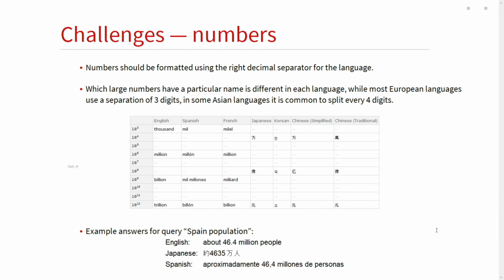So, for example, if we ask for the Spanish Spain population, while in English we will say about 46.4 million people, in Japanese we will use a different figure to see that number in blocks of 4 digits. And in Spanish we will, in general, use the comma, aproximadamente 46,4 millones.